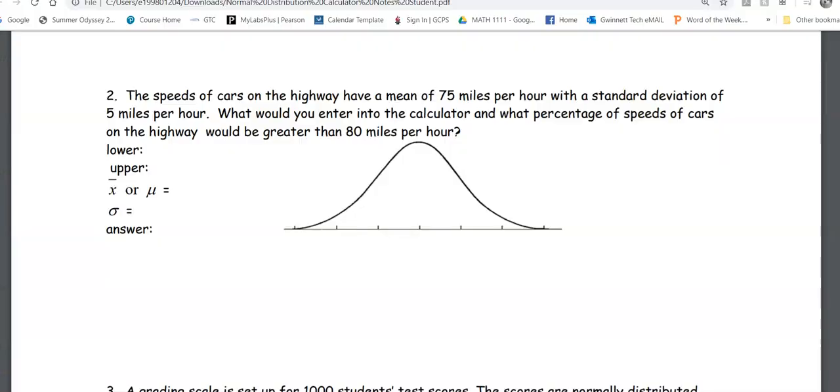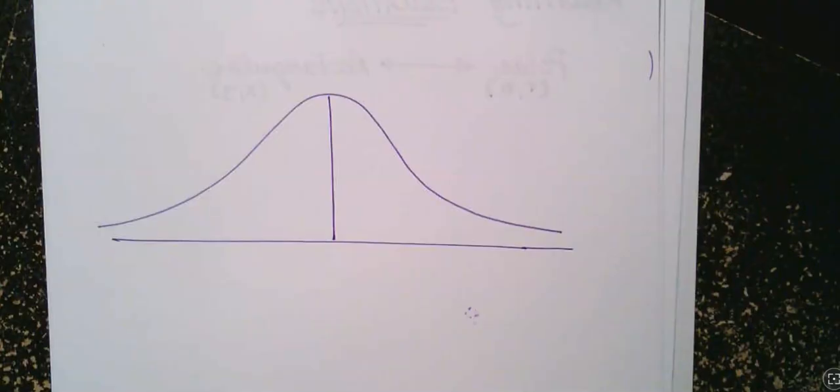The speeds of cars on the highway have a mean of 75 miles per hour with a standard deviation of 5 miles per hour. What would you enter into the calculator, and what percentage of the speeds of cars on the highway would be greater than 80 miles per hour? Okay, so let's look at what that looks like in terms of on the picture. I'm going to start sketching my distribution here just so I have an idea of what it looks like. If you haven't yet, you might want to go ahead and pause the video and do that yourself and go ahead and try to find the answer. So this would be a good time to pause.